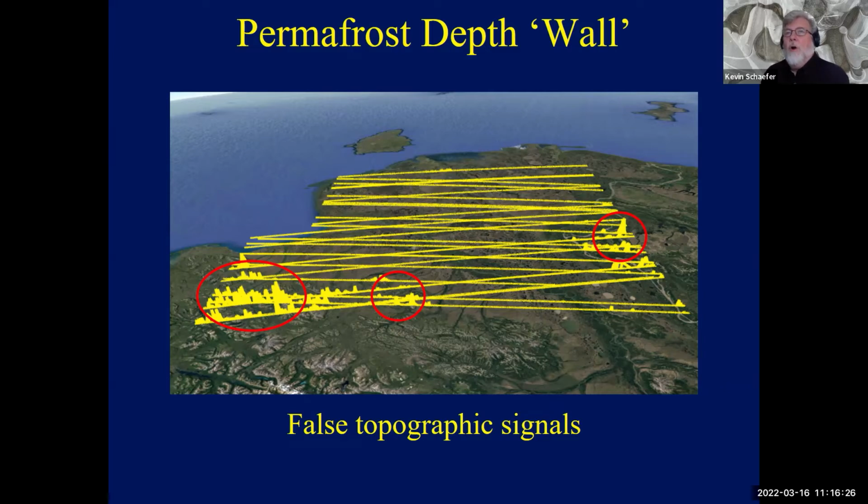This technique works only in areas where the formation of permafrost itself dominates the topography. And so if you get mountainous areas that are dominated by other geological processes, you're really not getting a real signal here. You're just getting a false signal. And so I'm going to have to do some filtering to remove those false signals just by basically cropping out the areas.